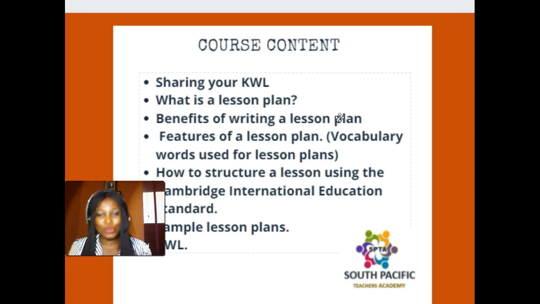Then we'll go into the features of a lesson plan. What makes a lesson plan? What are the key parts? What are the key things that should be in every lesson plan? We'll talk about that as well.